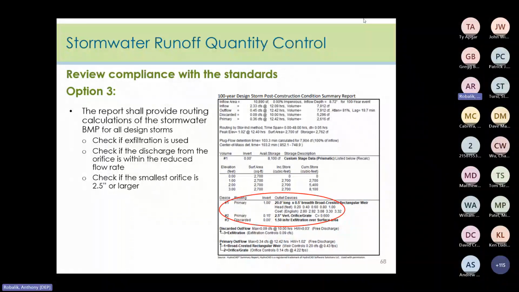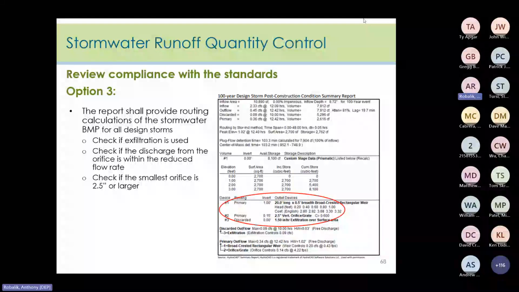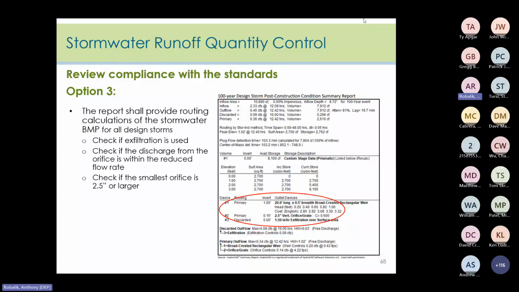Check that any orifice used is no smaller than the 2.5-inch minimum allowed diameter. And also this is where we would be able to check the BMP discharge rate for a given storm event and compare that with the maximum allowed for the post-construction condition.